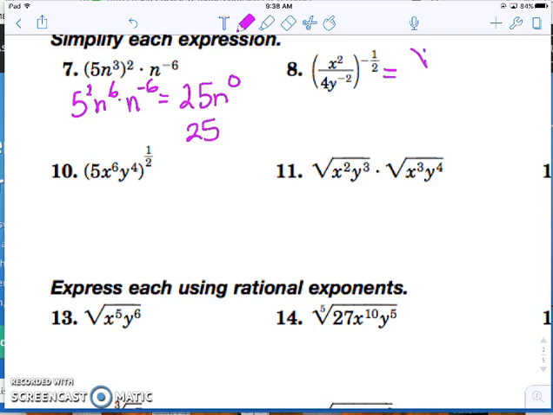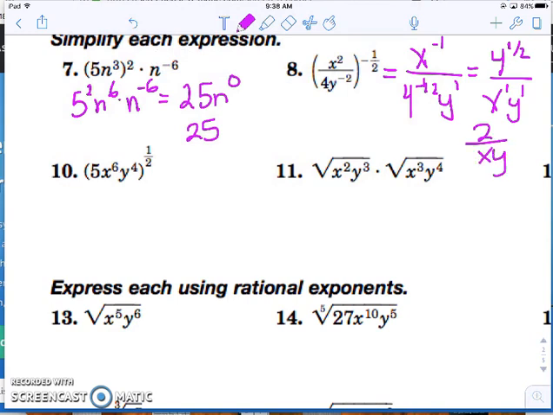Distribute here, this would be x to the negative 1, 4 to the negative 1/2, y to the 1st. So we do some flipping, so 4 to the 1/2, x to the 1st, y to the 1st. Well, we know 4 to the 1/2 is 2, so 2 over x, y.